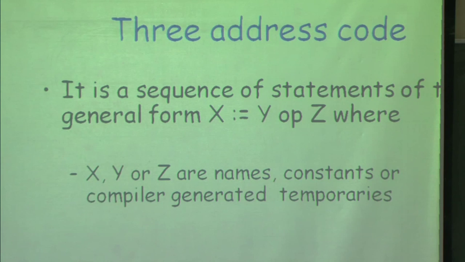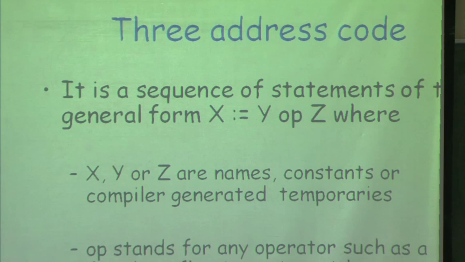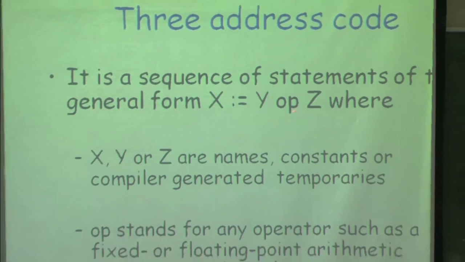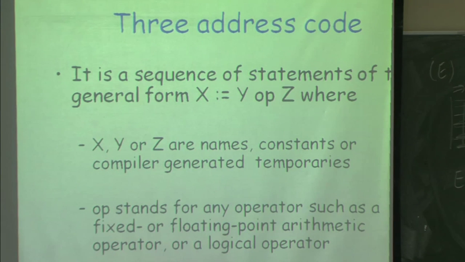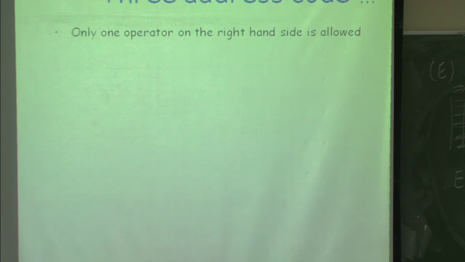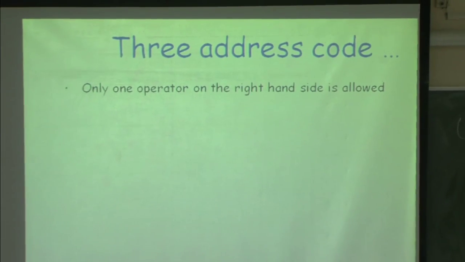Okay, so X, Y, and Z are some names. These need not be variables. These are either variables which are written in the program, or these could be internally generated by the compiler. Okay, I can have temporary names there, and they could also be constants. Okay, and op stands for any operator. In this case, this is a binary operator, but suppose I have a unary operator, then I'll just say X is assigned minus 1. Okay? And if I have no operator, if I just have a copy instruction, then it could be just X being assigned Y. Okay?